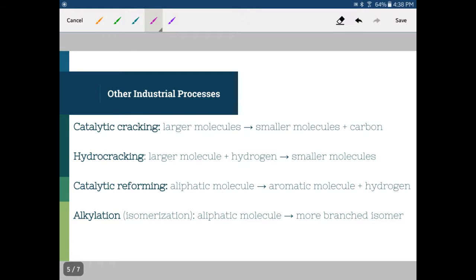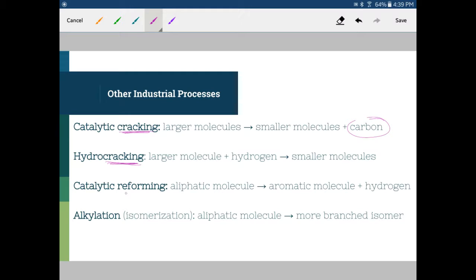Some other industrial processes, I just have the general gist of what's going on in these things. We talked about cracking already. We see that we can have catalytic cracking, and essentially we use a catalyst of some kind to break down these large molecules into smaller molecules. Often we get carbon as a residue, which sometimes is unfavorable. So we can also do hydrocracking, where we add hydrogen to our large molecule to create smaller molecules, and generally we'll break it up into two smaller molecules without any carbon remaining. Again, that is slightly more favorable than having carbon as a residue.